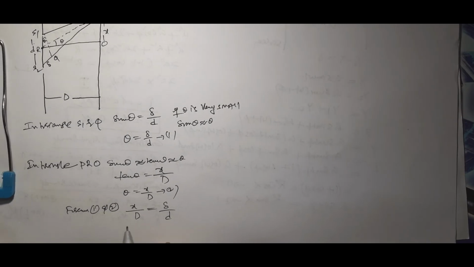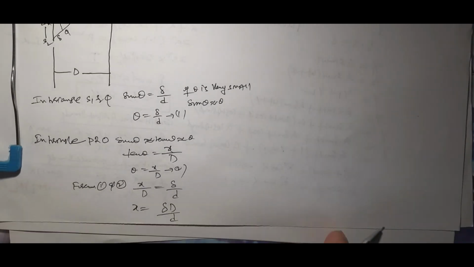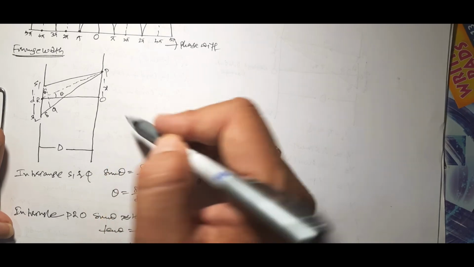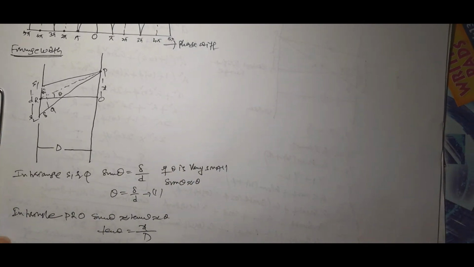So from 1 and 2, we write x by d is equal to delta by d. So here x is equal to delta D divided by d. Here x means the position of the dark or bright band from the center of the screen.